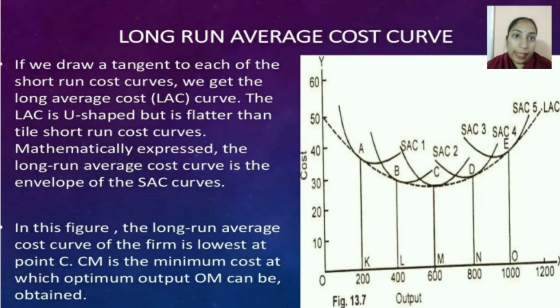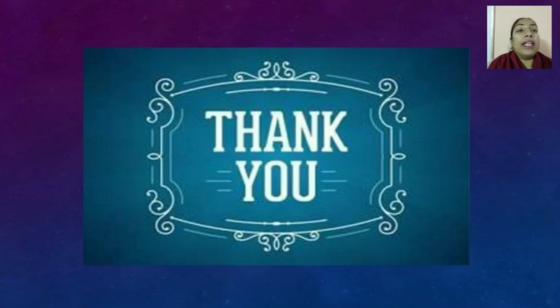CM is the minimum cost at which OM output can be obtained. What we see here is that CM is the lowest cost on the LAC curve, and when we have the lowest cost at CM, we can obtain OM quantity of output. That's all on the long run average cost curve.